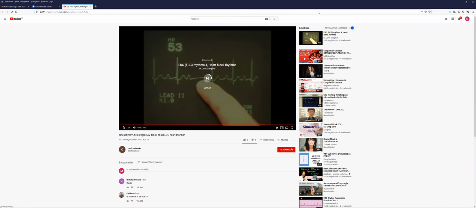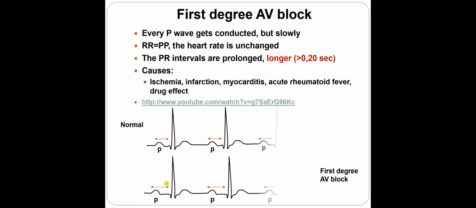That's it. Now this is how this little cartoon, that's a normal one. And the first degree block is still rhythmic. However, the difference between the normal and the first degree is only the PR interval. Okay? That's it. So that's a simple way to understand.